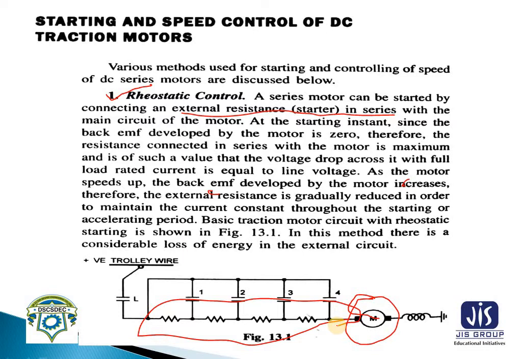The basic traction motor circuit with rheostatic control is shown in the figure, and this method therefore involves considerable loss of energy in the external circuit. Definitely that is the truth, because whenever we connect an external resistance, that resistance will definitely cause some losses. I squared R losses will be there. As the rheostatic resistance increases, that means R is increasing, so the I squared R loss will definitely increase in this method.